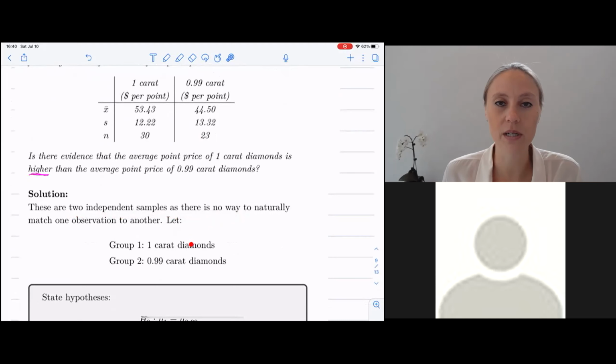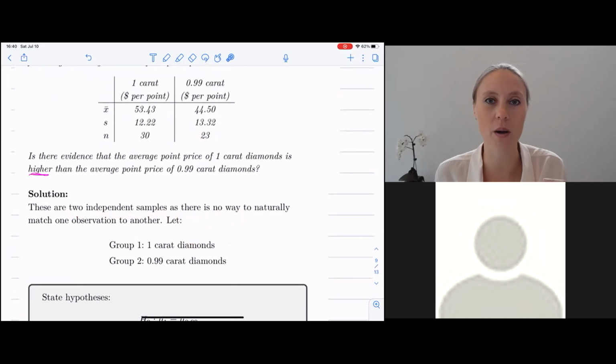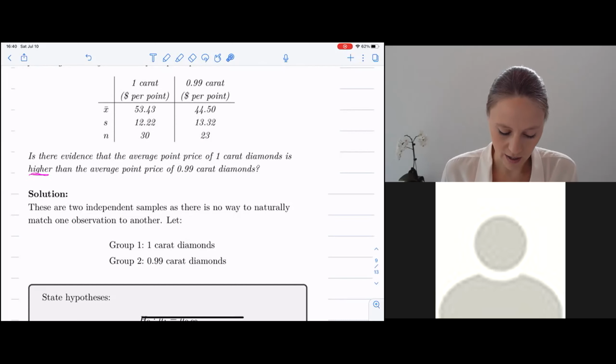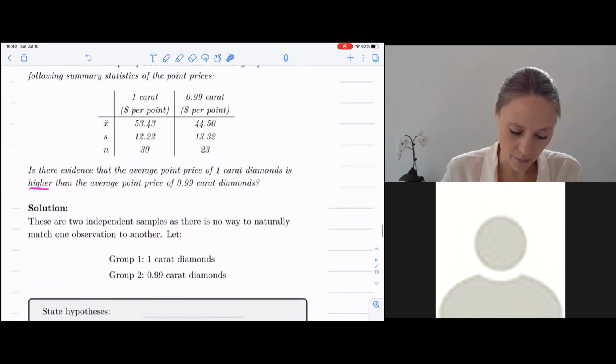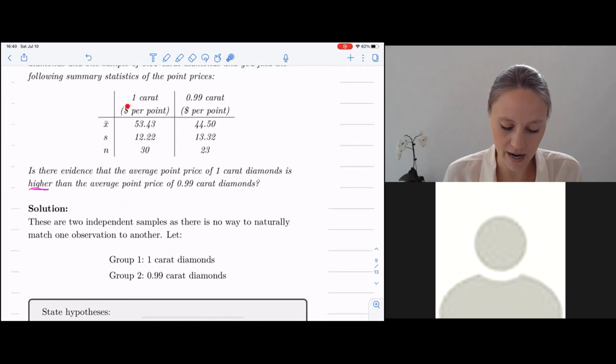And here, just in case I slip up and only use 1 and 2, I'm going to define group 1 as my 1 carat diamonds and group 2 as my 0.99 carat diamonds. You could switch these up, but I like to have them in the order that they appeared to me. And so my 1 carat is my group 1 and 0.99 carat is my group 2.